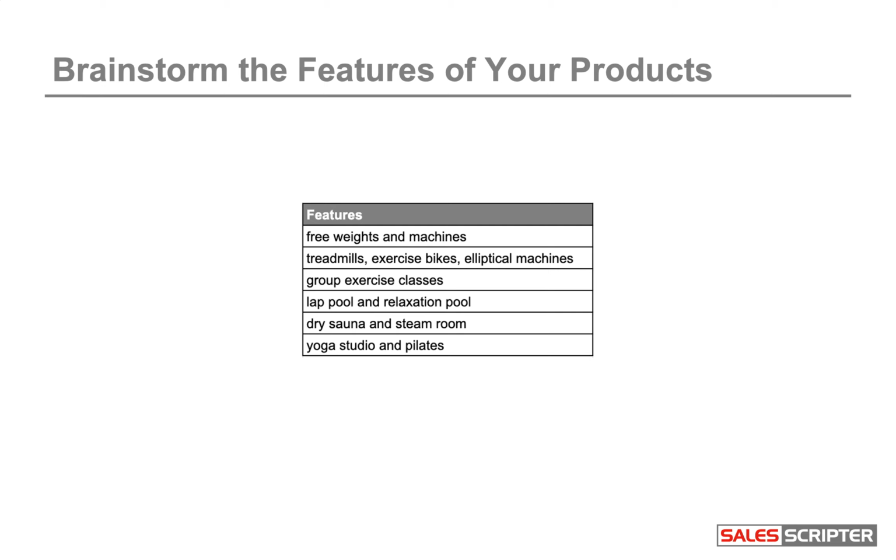The next step is, maybe it might make sense for you to brainstorm some of the different features that are included in the products you sell. So for the gym salesperson, that might be free weights, treadmills, classes.